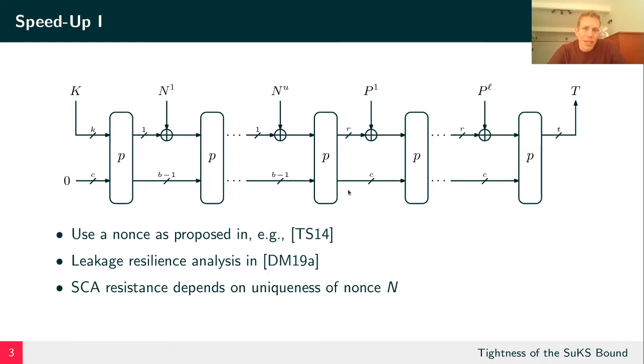And here we typically don't have a state that repeats a lot. As a matter of fact, the leakage resilience of this scheme follows from the leakage resilience of the duplex that Christoph and I proved 3 years ago. But on the downside, the side-channel resistance actually relies on the uniqueness of the nonce. If the nonce would be repeated, then you could have repeated states here, and the attacker again has its power back.